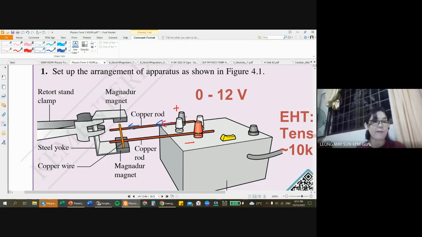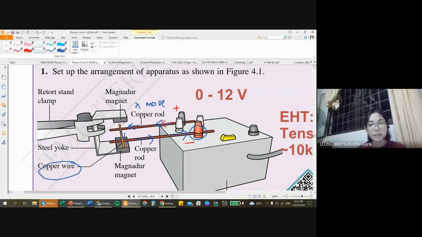The copper rod is fixed, you know. The copper rod will not move. The current goes through the copper rod, passing through this copper wire, and then going back to the negative terminal of the battery again. The one that will move is this copper wire, because it is not fixed. The copper rod is fixed to the terminal, so it cannot move.